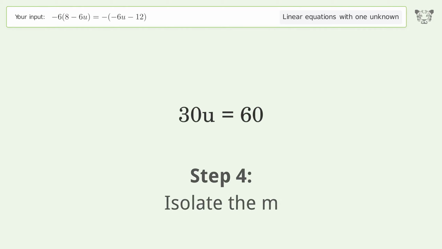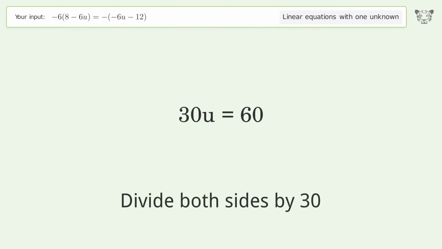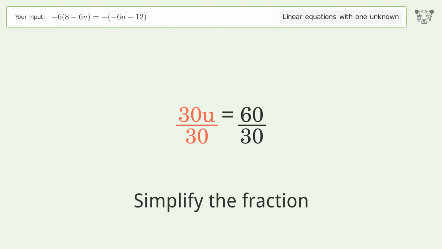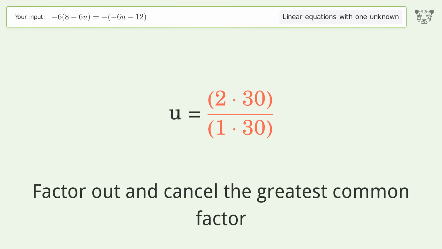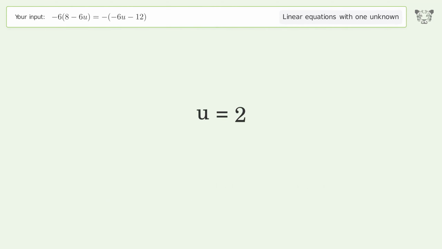Isolate the u. Divide both sides by 30. Simplify the fraction. Find the greatest common factor of the numerator and denominator. Factor out and cancel the greatest common factor. And so the final result is u equals 2.